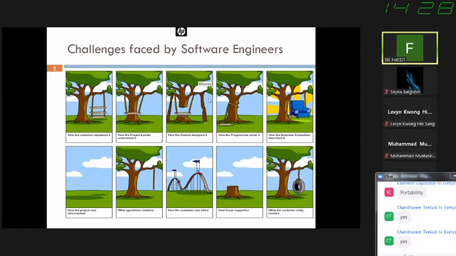So here, interesting, we find perhaps from this slide a number of stakeholders involved: customer, project leader, analyst, programmer, business consultant. Okay, so a number of perhaps stakeholders here.